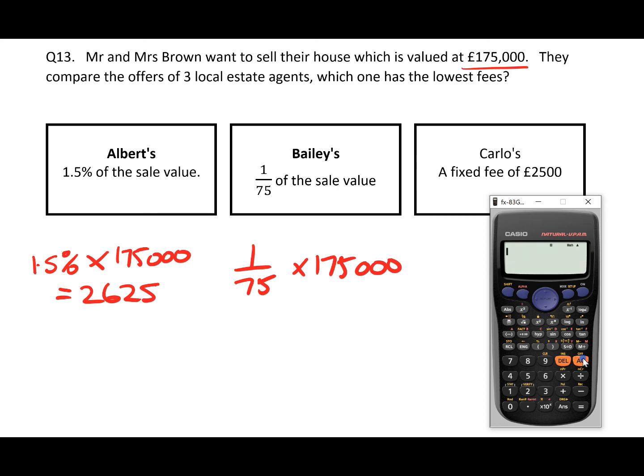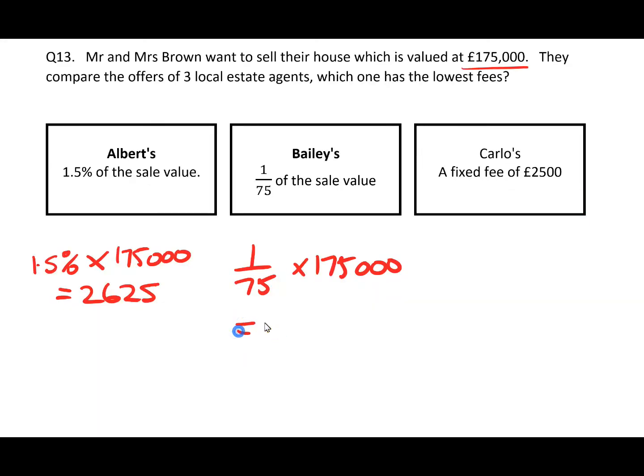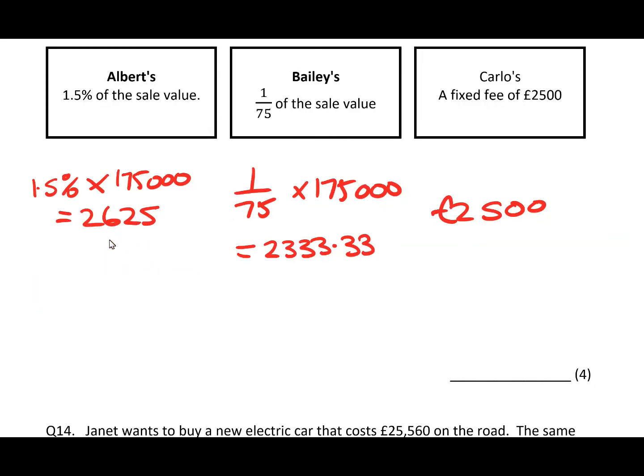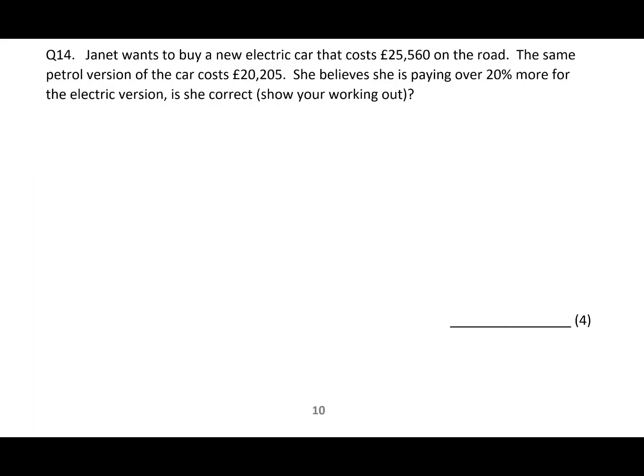2,333.3 recurring equals £2,333 and 33 pence, because the 33 was recurring. And then finally, Carlos has a fixed price of £2,500. So to make our decision, it looks like Bailey's is the cheapest at £2,333 and 33 pence. So put the money in on the answer line, and the 2 decimal places for the 3 recurring that we got on our calculators.